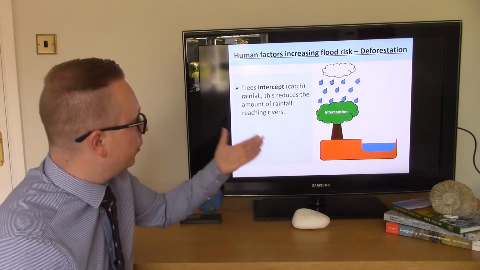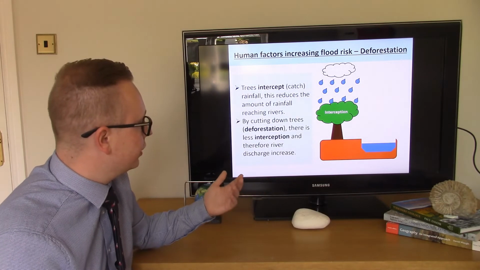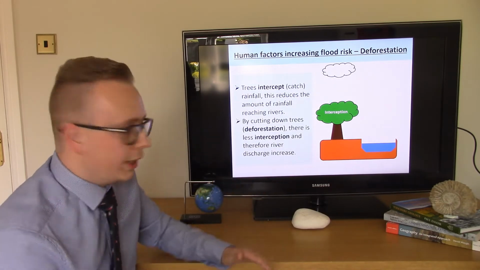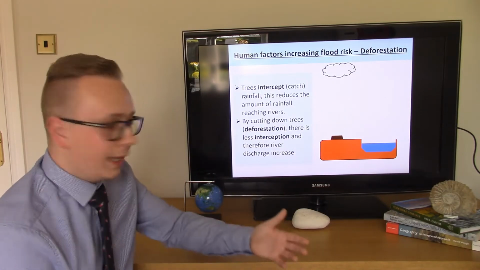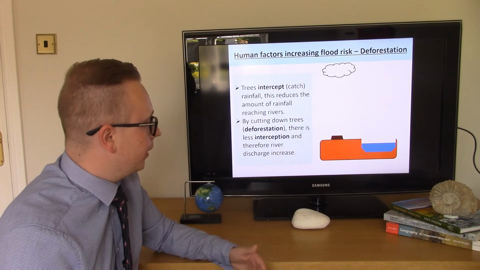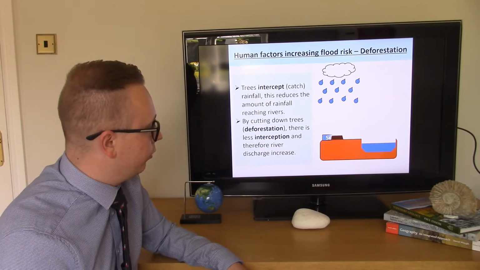However, a human cause here, by us deforesting the landscape, cutting down the trees, we actually reduce that interception, expose more land as bare land, and therefore we increase the amount of surface runoff, and again increase that discharge in the river channel.